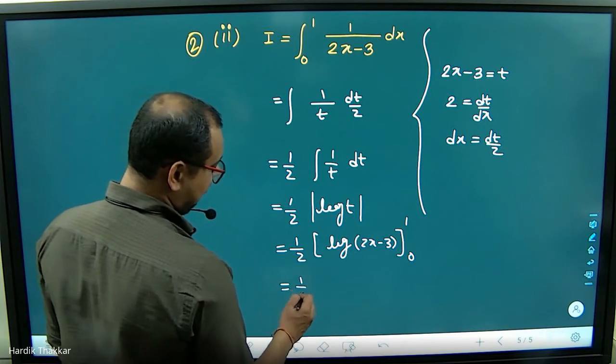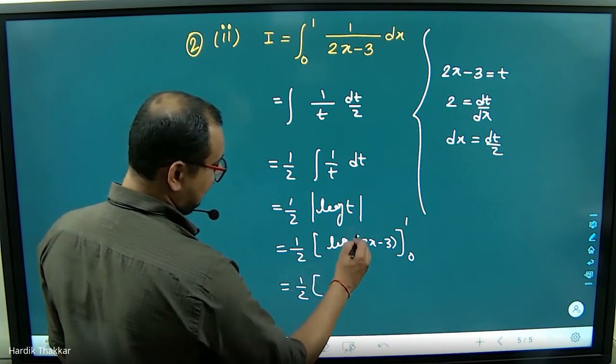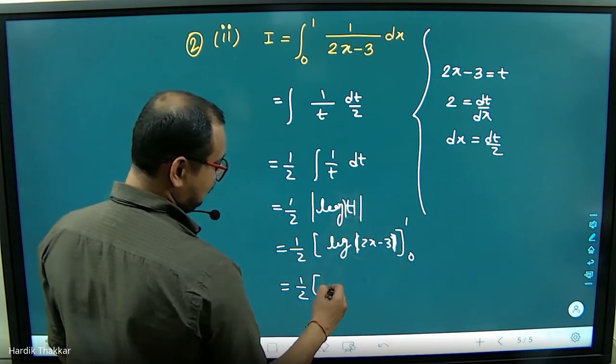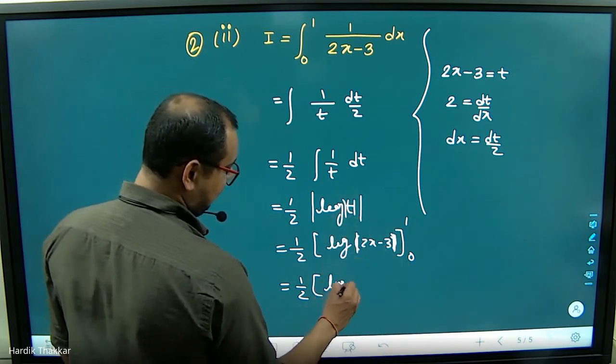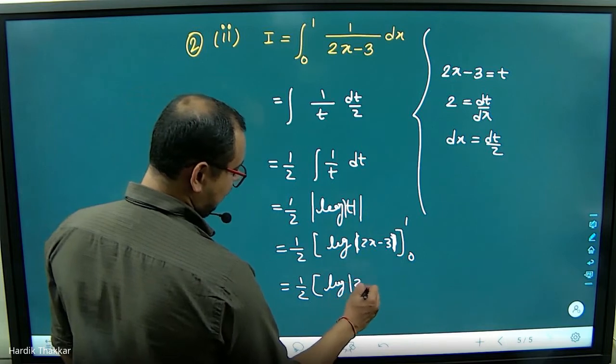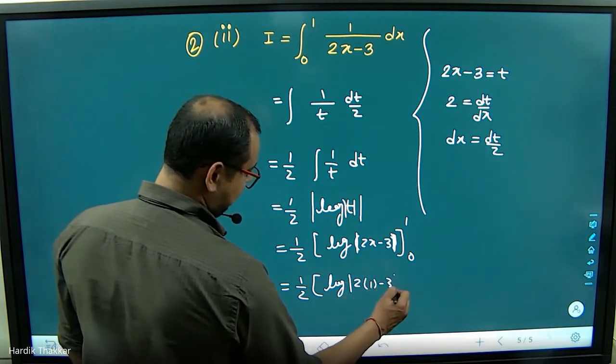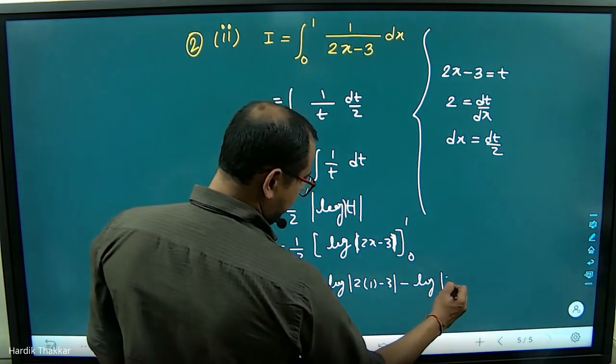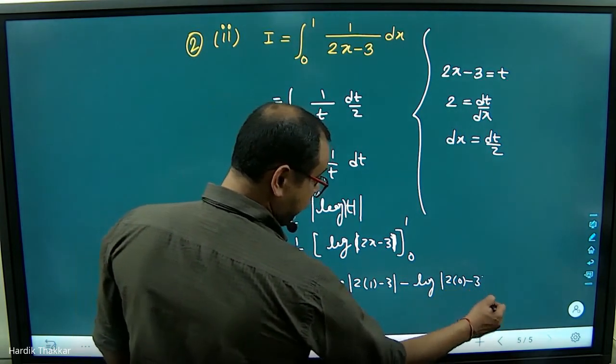So apply upper limit minus lower limit. You can write mod here. You can write mod t. So for the upper limit, it will be log mod of 2 into 1 minus 3, minus log mod of 2 into 0 minus 3.